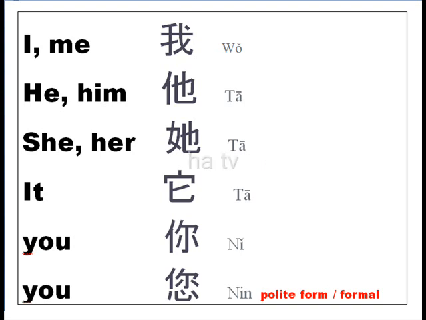Now I have to say the complete list of the Chinese pronouns. 我 is for I and me. 他 for he or him. 她 for she or her. 它 for it. 你 for you. 您 for you. 我, 你, 您.